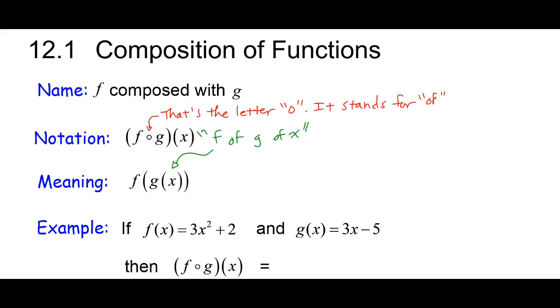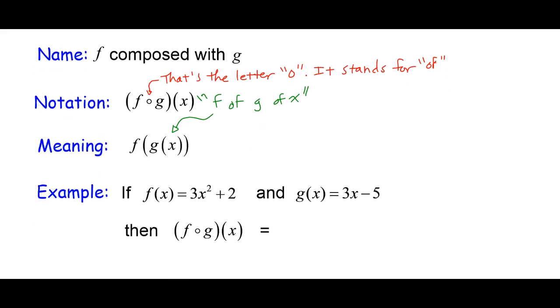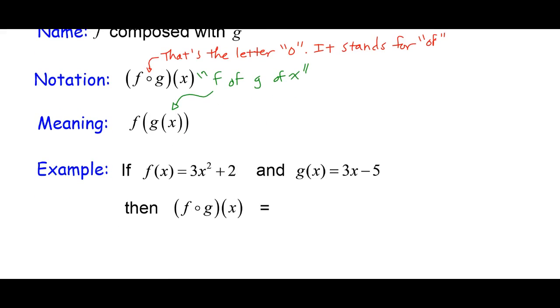So here's an example. We've got function f is 3x squared plus 2. Function g is 3x minus 5. Those are a couple of really simple functions. We're not getting fancy yet. Then, going from our definition, our actual defining meaning of what this stands for, f, little circle g, parentheses x, that means f of g of x.